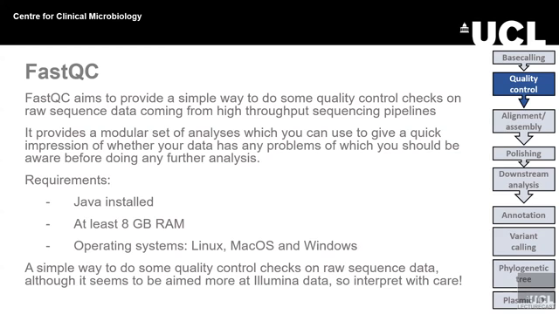There are different programs again for QCing, but one option is FastQC, which is a simple way to do quality control checks on raw sequence, aimed mainly at Illumina data. Also, you have to understand what you're putting in to begin with, so that you understand what the results are.